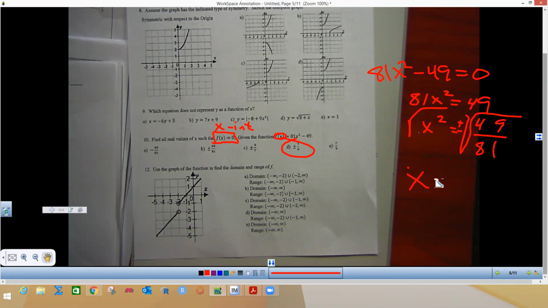So you can also add 49 over to the right side. Then you can divide by 81. And then when you square root both sides, you've got to remember on the number side, you've got to put a plus or minus. People forget to put the -1 and they leave 1 off. And so the square root of 49 is 7, and the square root of 81 is 9.